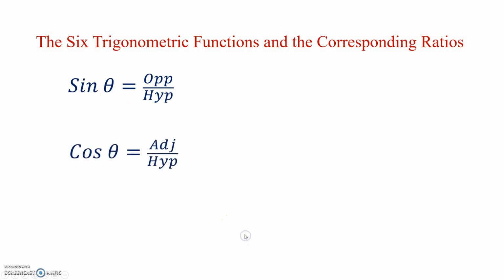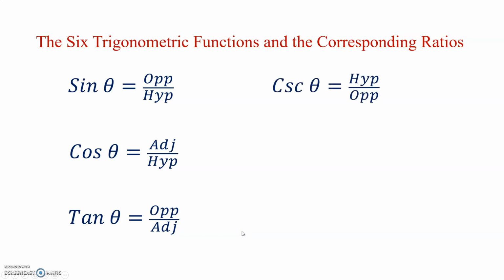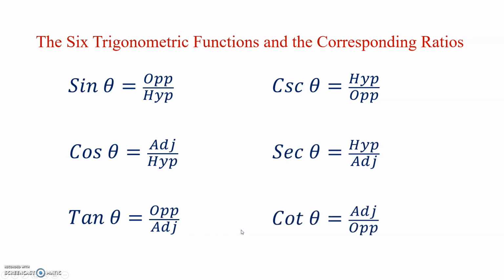So we continue. Cosine of theta equals the ratio of adjacent to hypotenuse. Tangent of theta is the ratio of opposite to adjacent. Cosecant of theta, hypotenuse over opposite. Secant of theta, hypotenuse over adjacent. And cotangent of theta is the ratio of adjacent to opposite. So these are your 6 trigonometric functions with the corresponding ratios.